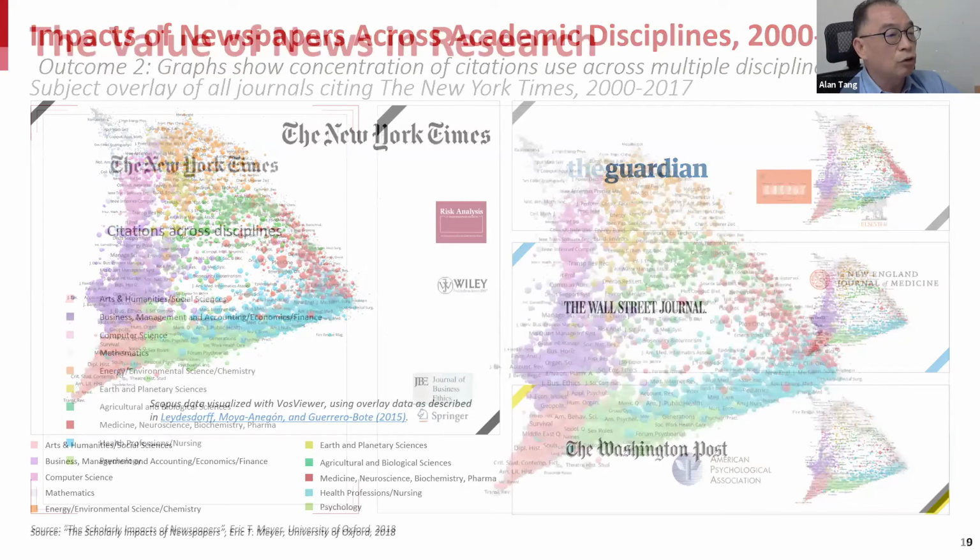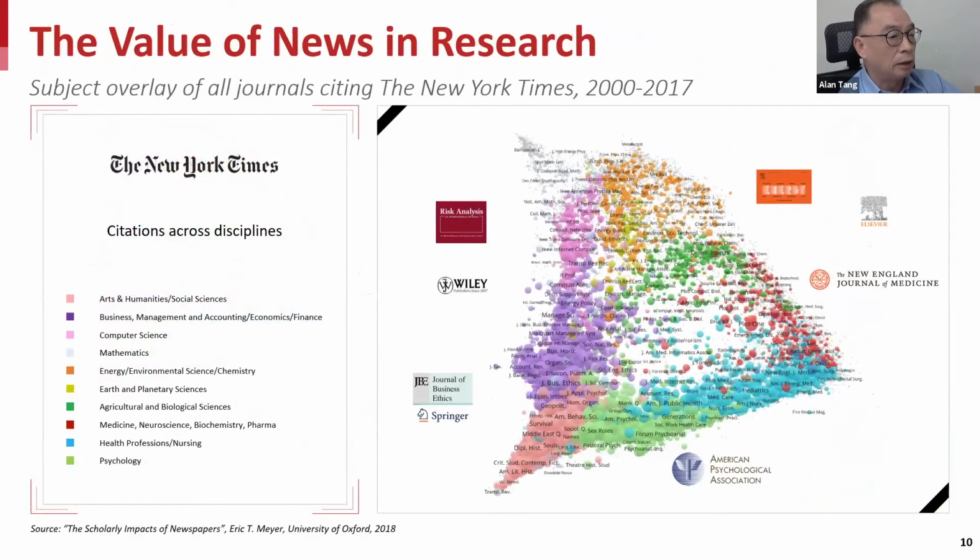And we have a closer look on different disciplinary, and this is for the New York Times. As I said, it has citation across all different disciplines, and comparatively more even than the other 3 newspapers. Okay.